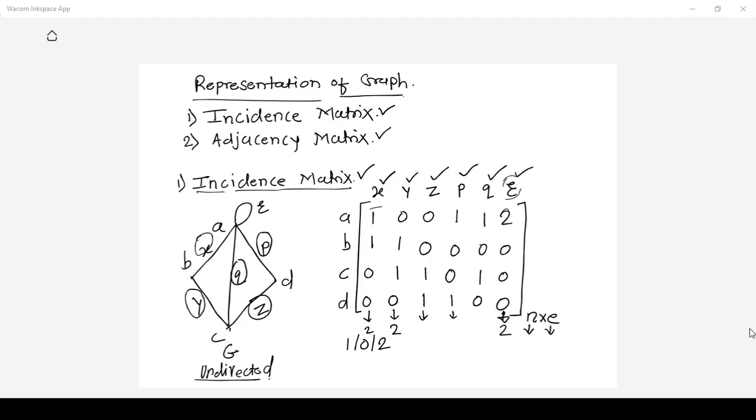Now if you sum the values in a row, so if you sum the values of row A, or vertex A, you will have the value 5. Now what does this value 5 indicate? 5 is the degree of vertex A if you look at the graph. If you sum row B, you will get the value 2, and 2 is the degree of vertex B. So if you sum a row, you will have the degree of the vertex, and if you sum a column, you will always have the value 2.